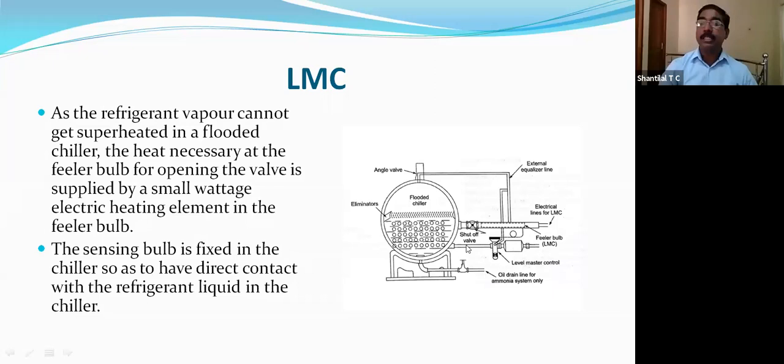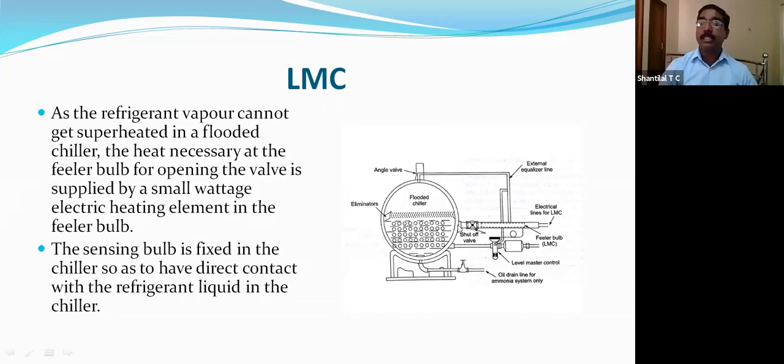This is the chiller. The liquid refrigerant enters the chiller, the top has liquid, and this liquid also reaches this line. This line consists of the feeler bulb of the LMC with a small wattage electric heater, and this line is controlled by a shut off valve. Here a valve is there. What is the function of this valve? Anytime you want to repair or maintain the heater or feeler bulb, you can close this line, and the refrigerant will not go outside.